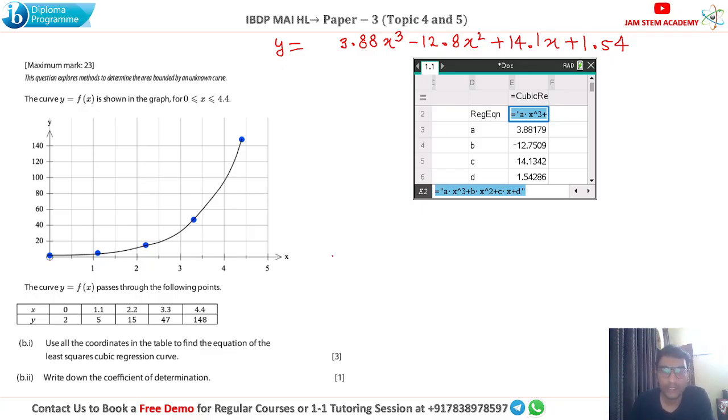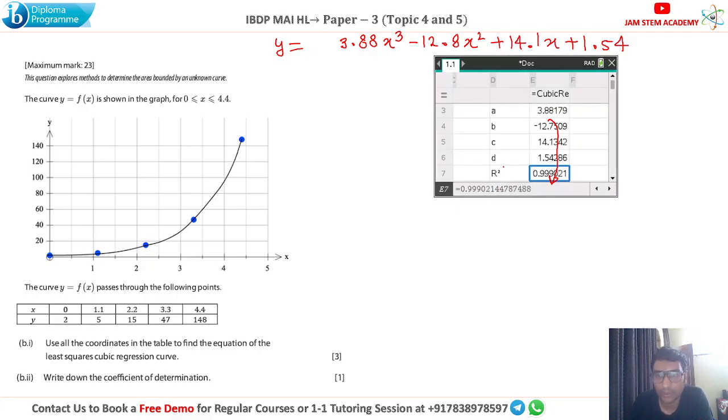So the next part is to write down the coefficient of determination. Go down, after this d value there is one more row which gives you r squared, and this r squared is the coefficient of determination. So what is that r squared? It is 0.999 something, so around 1. Or you can also write, for three significant figures, 0.999, which is also correct. This is going to be the coefficient of determination value.